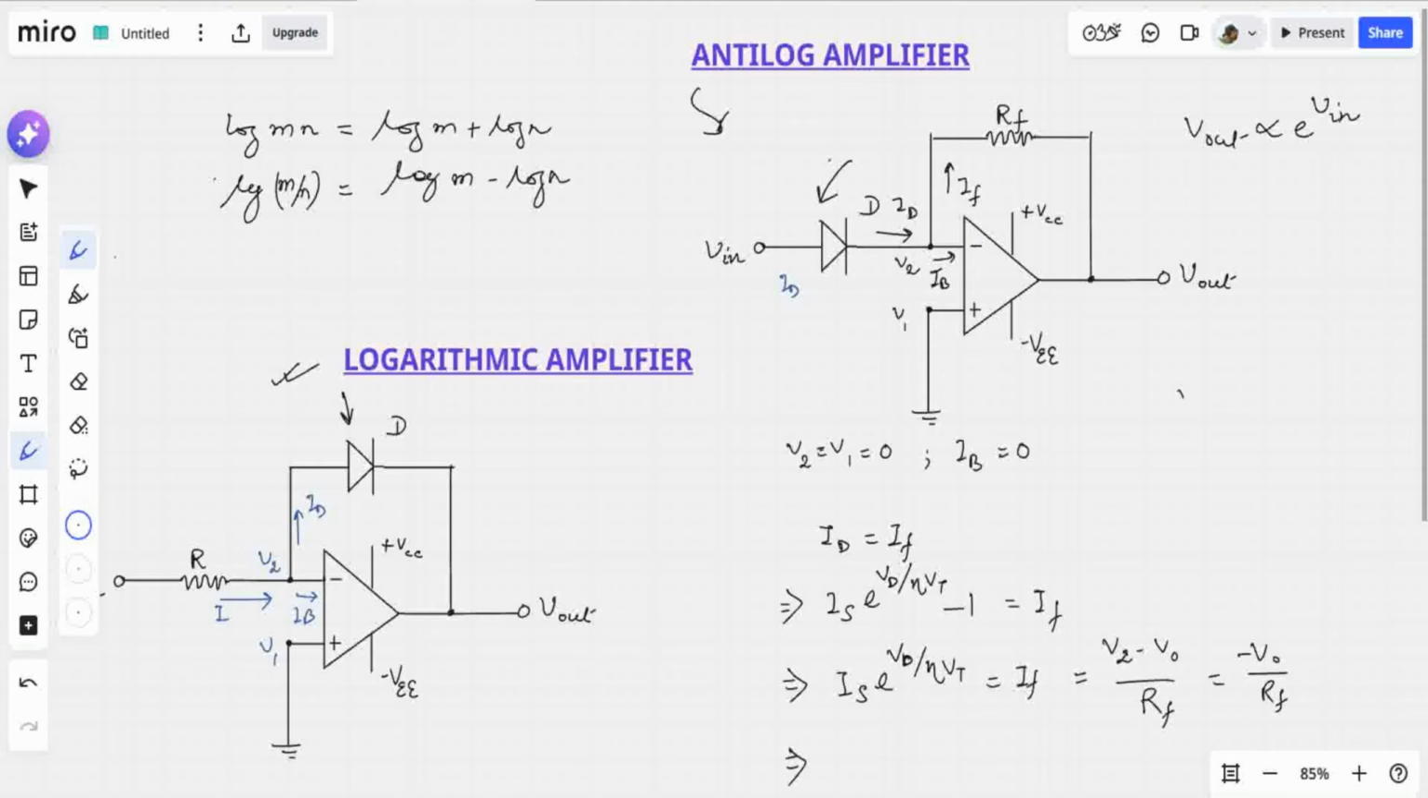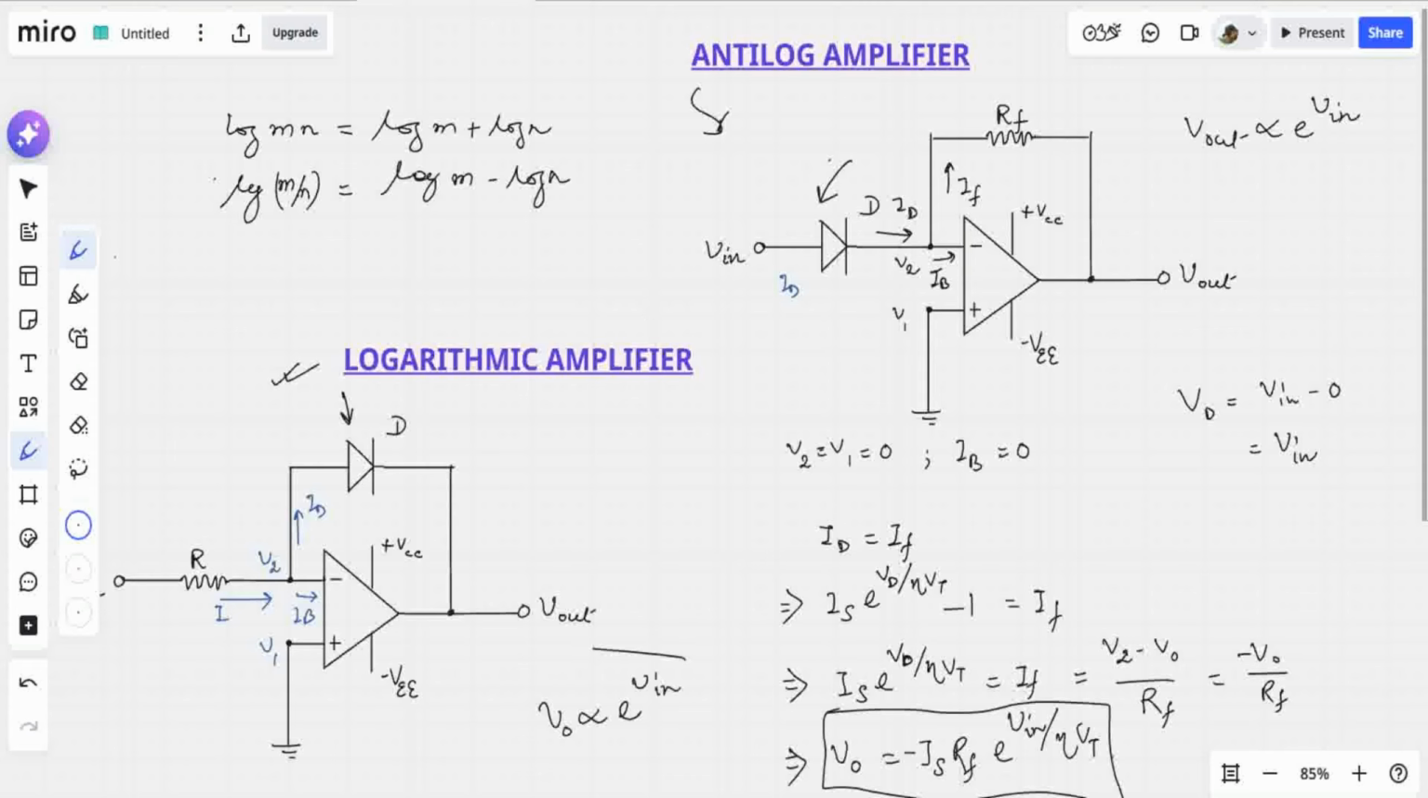And across the input, the diode voltage VD is given by V in minus 0, so the value of VD is V in. Now if we simplify and write it down, RF goes to the other side, so V out equals negative IS RF e to the power V in by eta Vt. This gives the relation of output and input. From here we can conclude that the output is proportional to the exponential function of the input, which represents an anti-log amplifier.